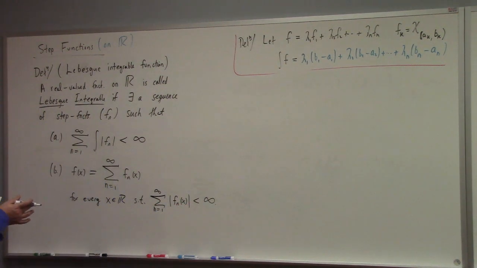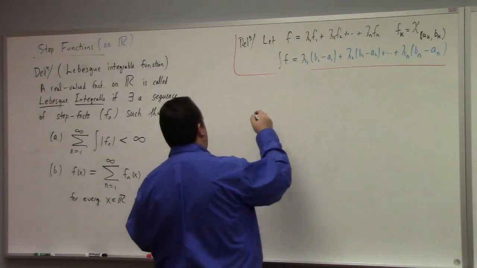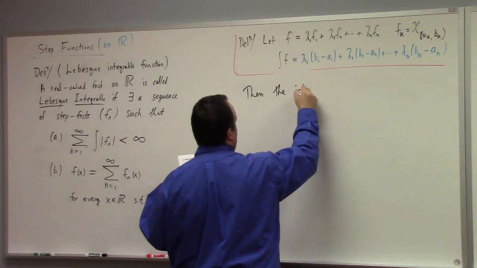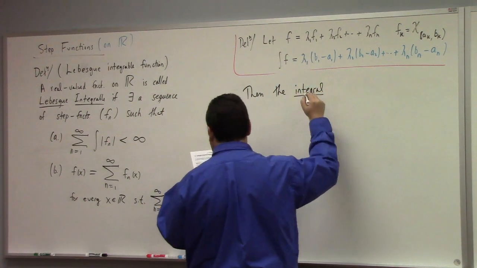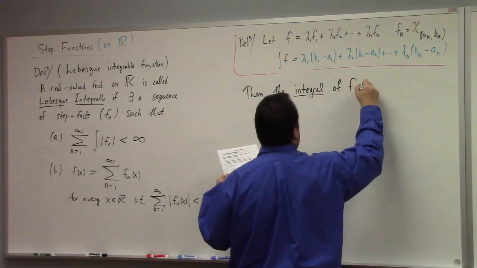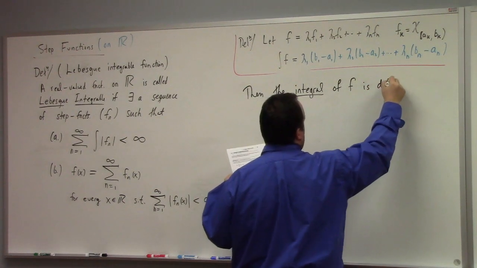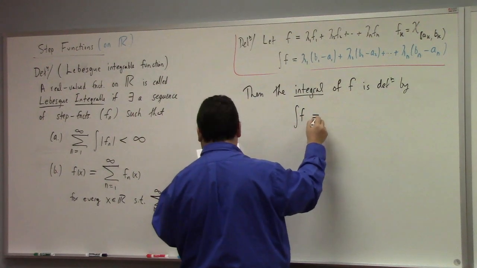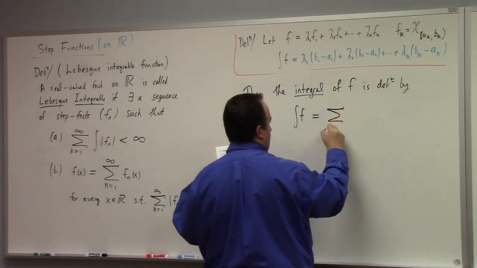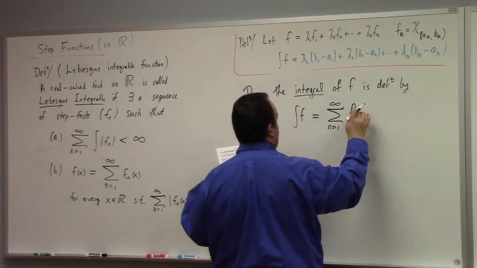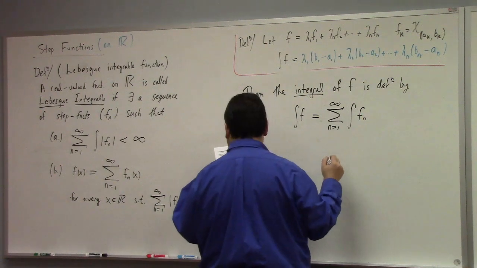All right. And if these terms and conditions are met, then the integral of f is defined by the integral of f is equal to the sum n equals 1 to infinity of the integral of f_n.